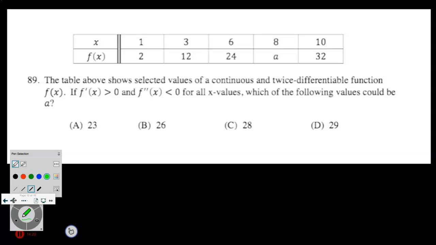Okay, our next one up was number 89, which you guys indicated was a struggle. So let's go take a look at this one.